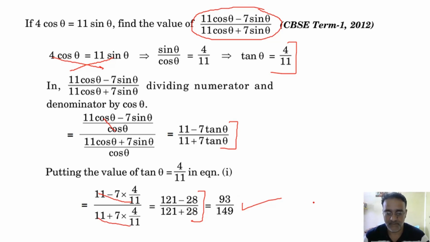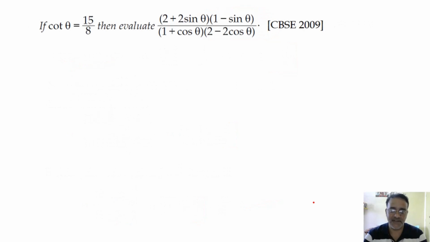No, sir. Okay, so we'll see one more question. This is a 2009 board exam question. If cot theta is equal to 15 by 8, then evaluate 2 plus 2 sin theta into 1 minus sin theta upon 1 plus cos theta into 2 minus 2 cos theta. So this can be done in two ways. First, find sin and cos from cot theta, then substitute here. Otherwise you can use a tricky method. How will you solve this question?